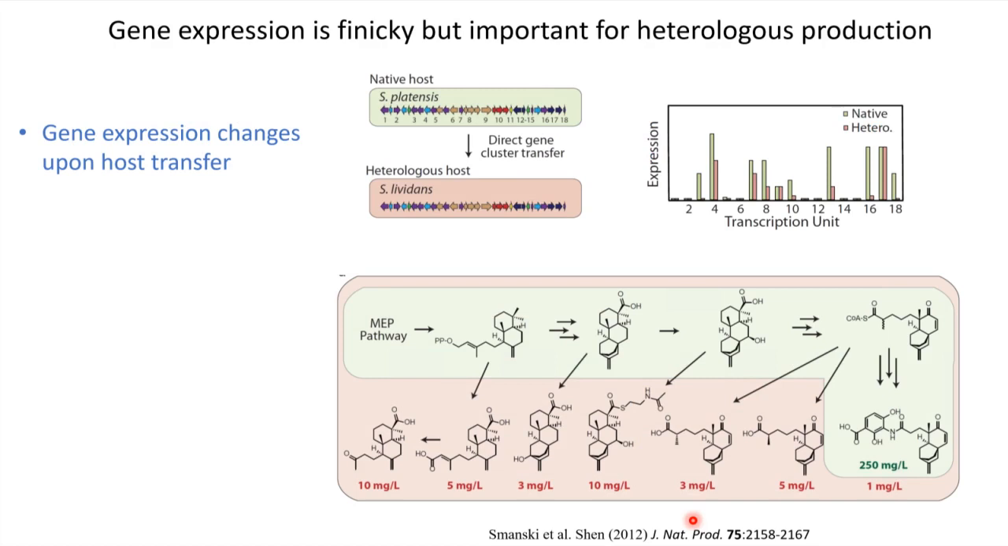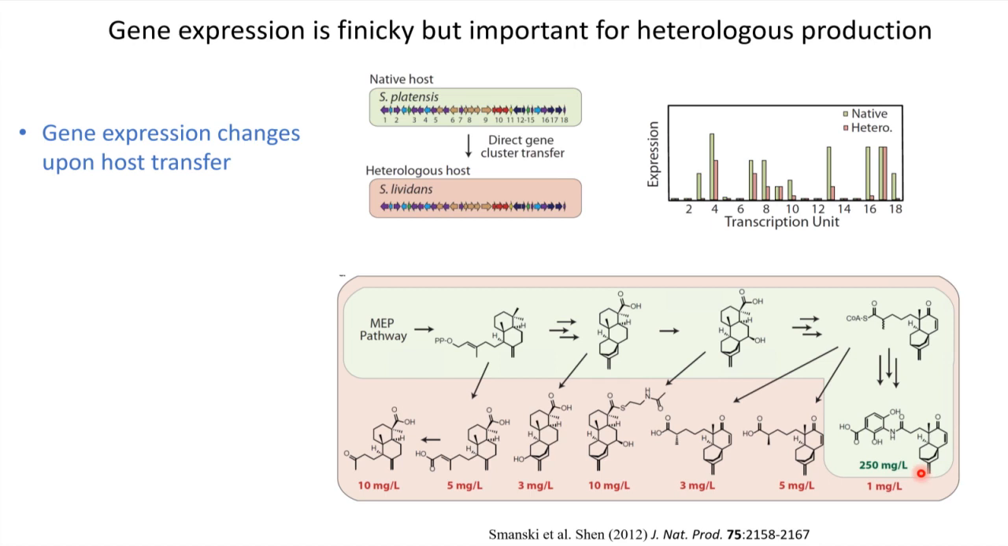This first example is something that I worked on as a graduate student in Ben Chen's lab, where we had a strain that produced an antibiotic called platensin. That was a new antibiotic discovered a few years earlier by Merck. The structure of platensin is shown down here in the bottom right, and in green is a titer that we got when we expressed the gene cluster in the native host.